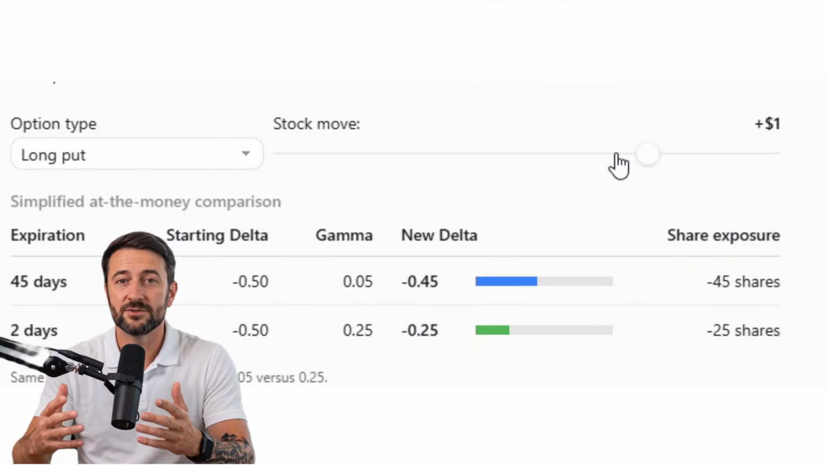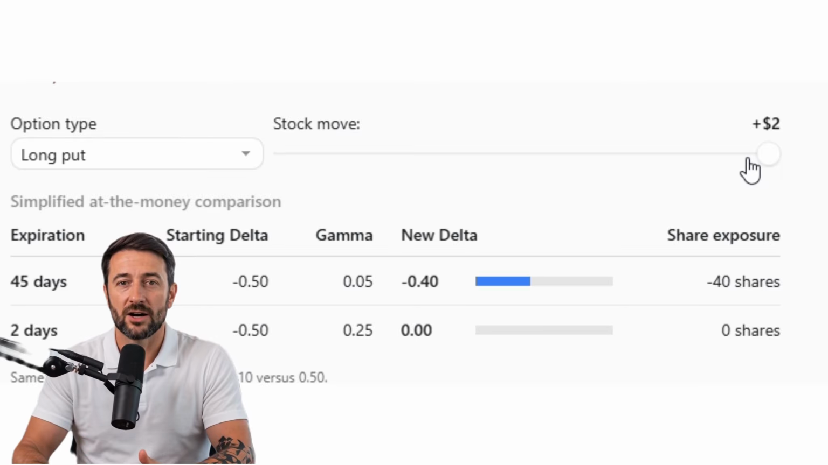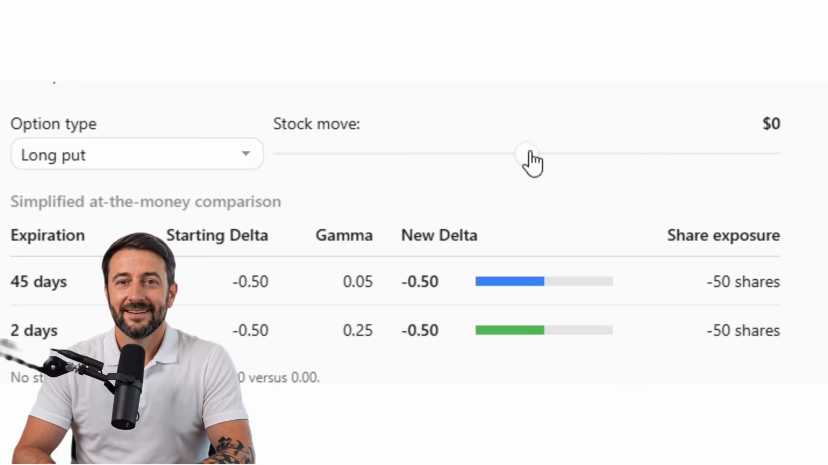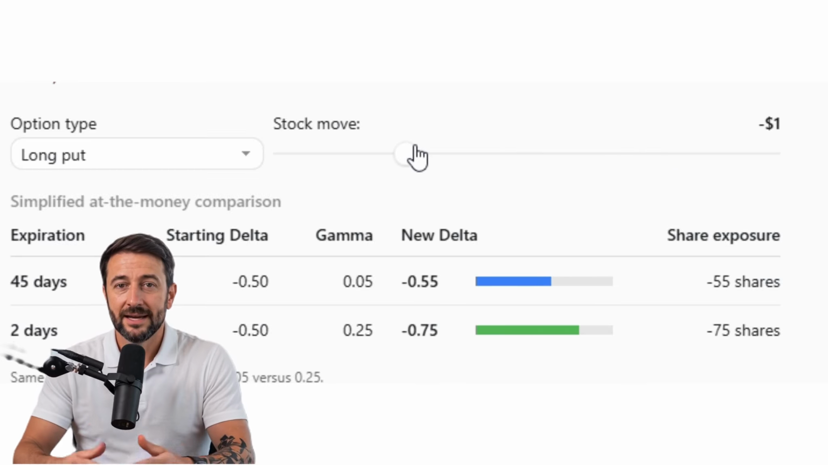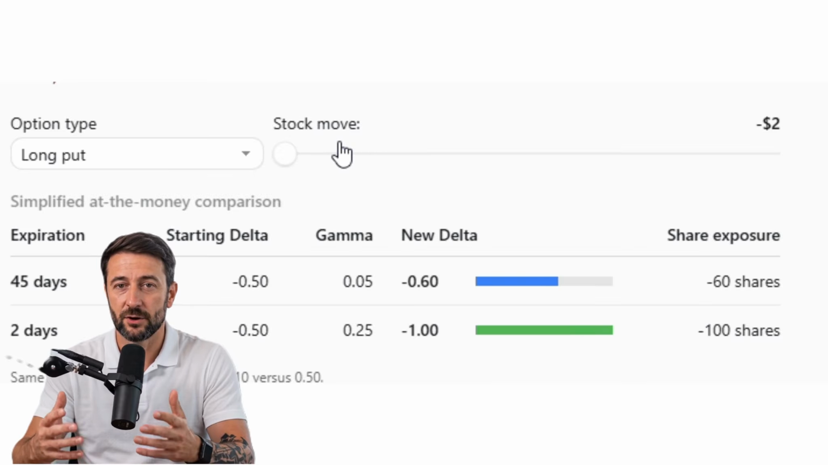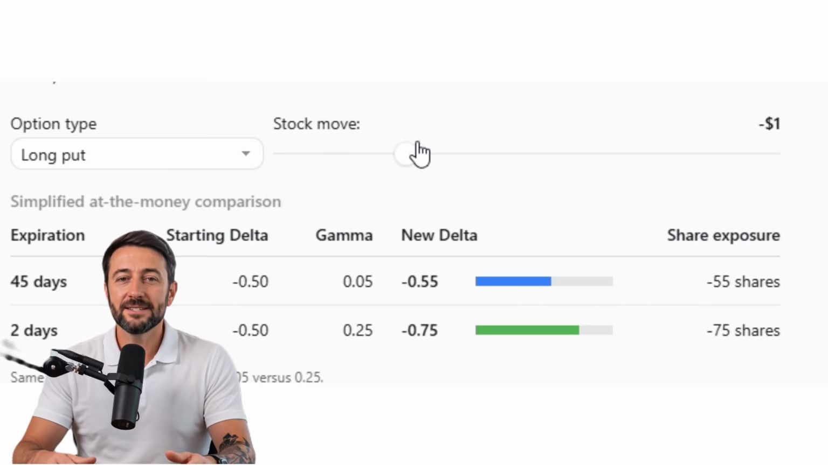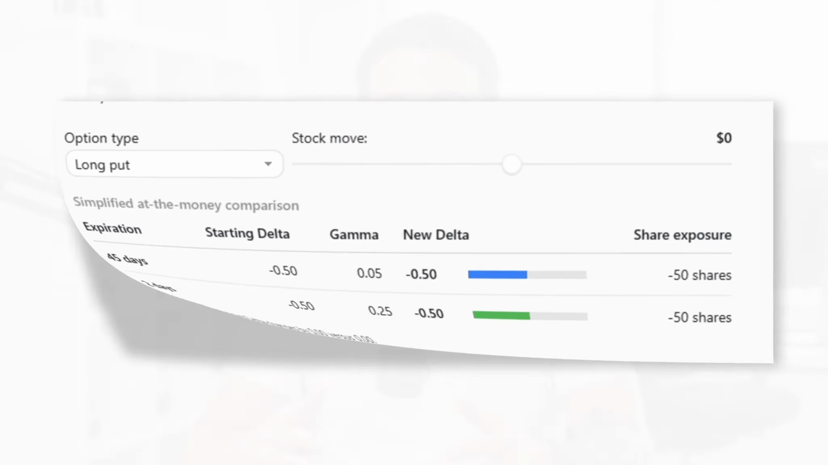Long call and long put options both have positive gamma. However, put delta is negative. A put with a delta of negative 0.50 and a gamma of 0.05 may move to negative 0.45 when the stock rises by $1. If the stock falls by $1, its delta may become negative 0.55. This means the put becomes more sensitive as the stock moves lower, and less sensitive as the stock moves higher.